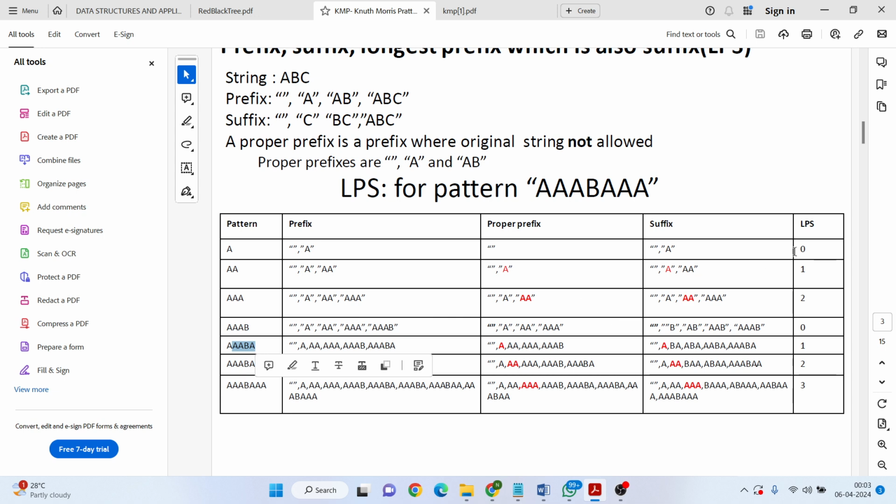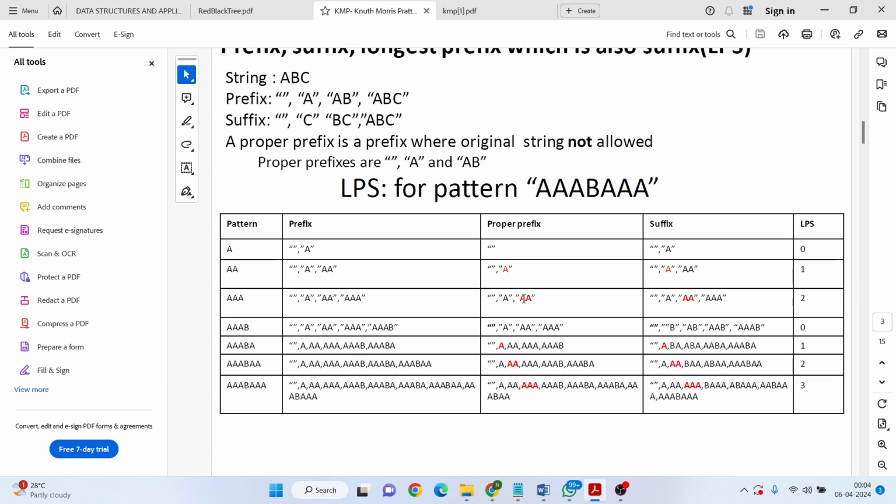Then the LPS string. The LPS value is the longest match, the longest proper prefix that is also a suffix. Now you have to compare this proper prefix and suffix column. In that, take the common ones, and in that common, find the longest one. Null and null is the common, and the length of that is 0. Null and A are the common. A is the longest one, so its length is 1.